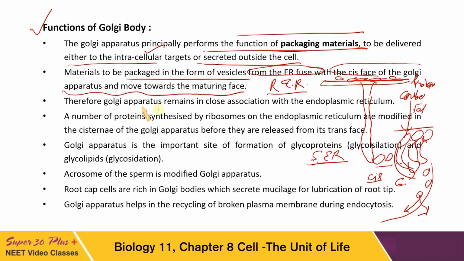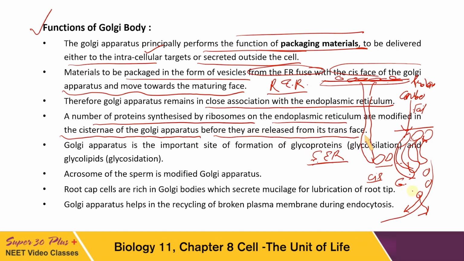Therefore, the Golgi body apparatus remains in close association with the endoplasmic reticulum. A number of the proteins synthesized by ribosomes, you see here, on the endoplasmic reticulum, are modified in the cisternae of the Golgi body before they are released from its trans phase. Is it very much clear?